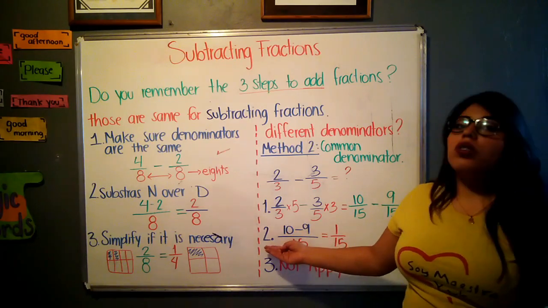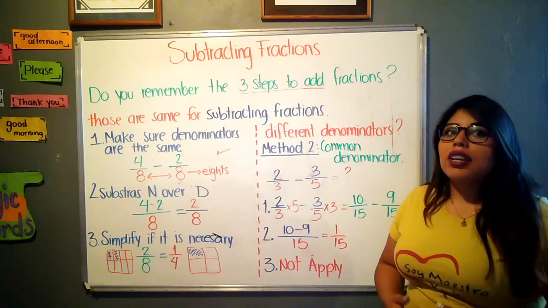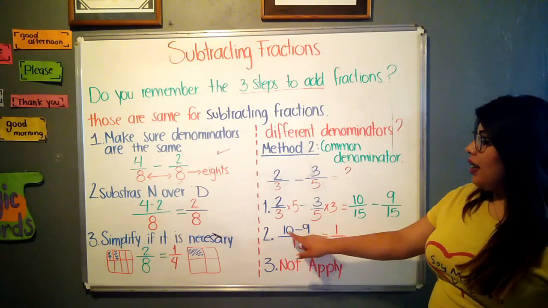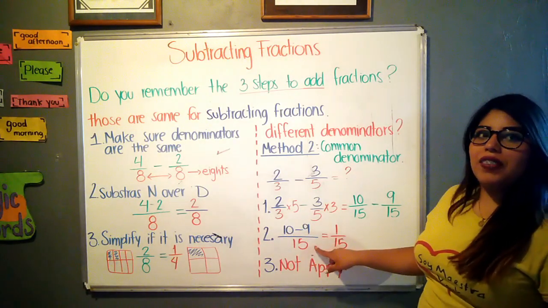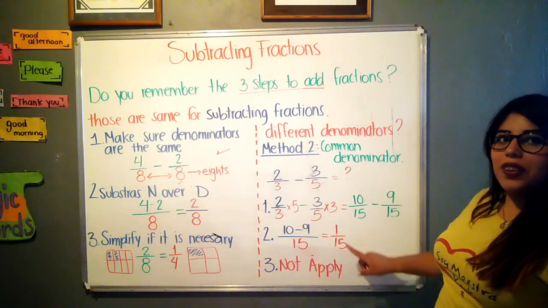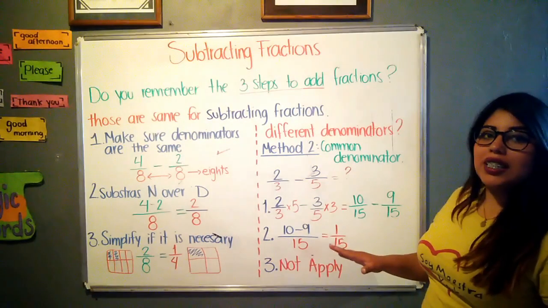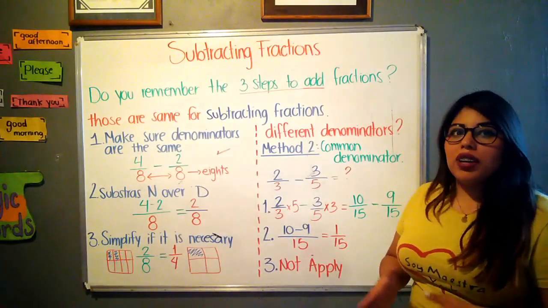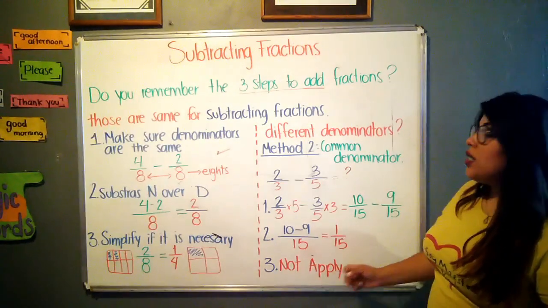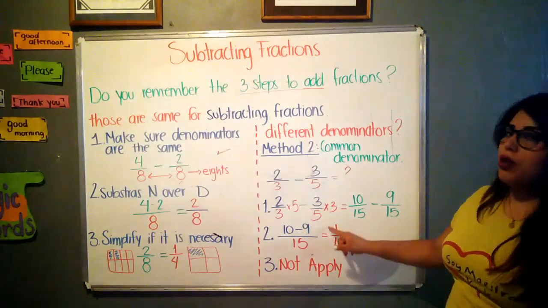So step number 2 will be to make the subtraction, numerator over denominator. 10 minus 9, 15ths. So it will be 10 minus 9, 1/15. Okay, now I have my fraction, that is my result. If I need to simplify this result, I can do it. But if I can't simplify the result, so we put this, not apply. And this will be my only result.